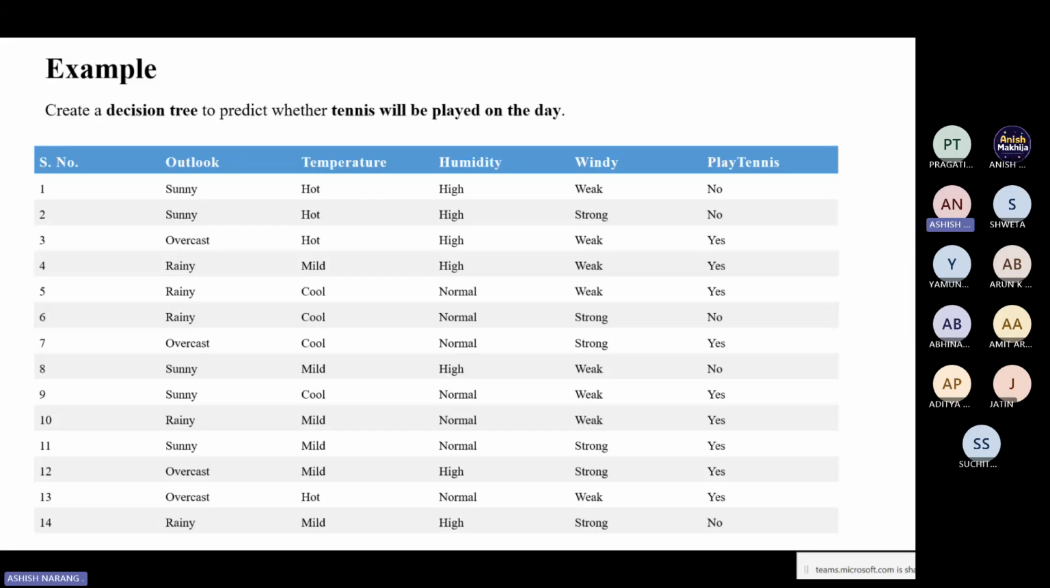In case you're not able to do it here, take a screenshot of the data set, do it, and share the calculations in this Teams chat. You have to create a complete decision tree and share calculations. One calculation, if you can show me, just to see if you are going in the right direction or not.